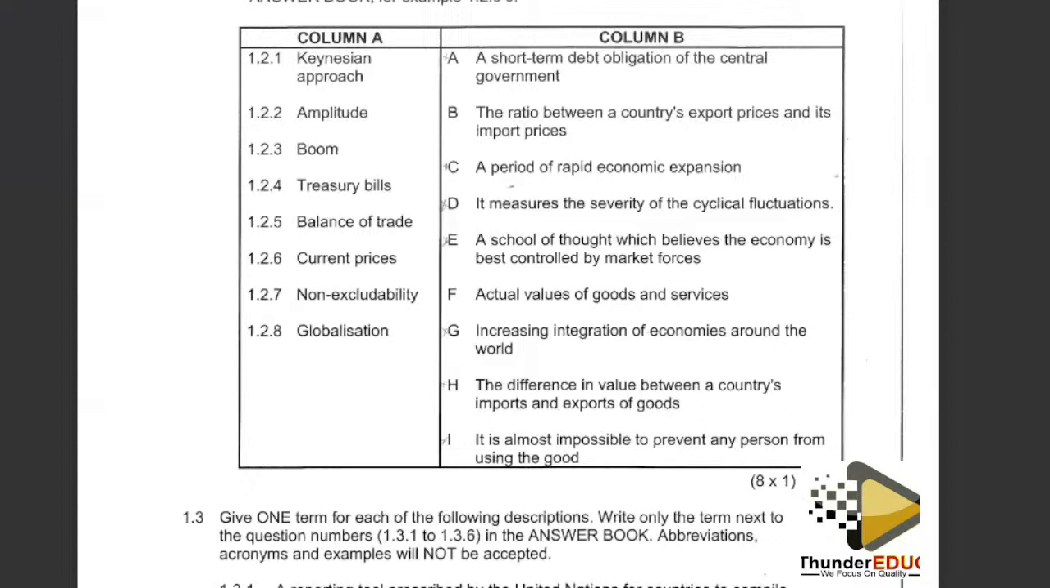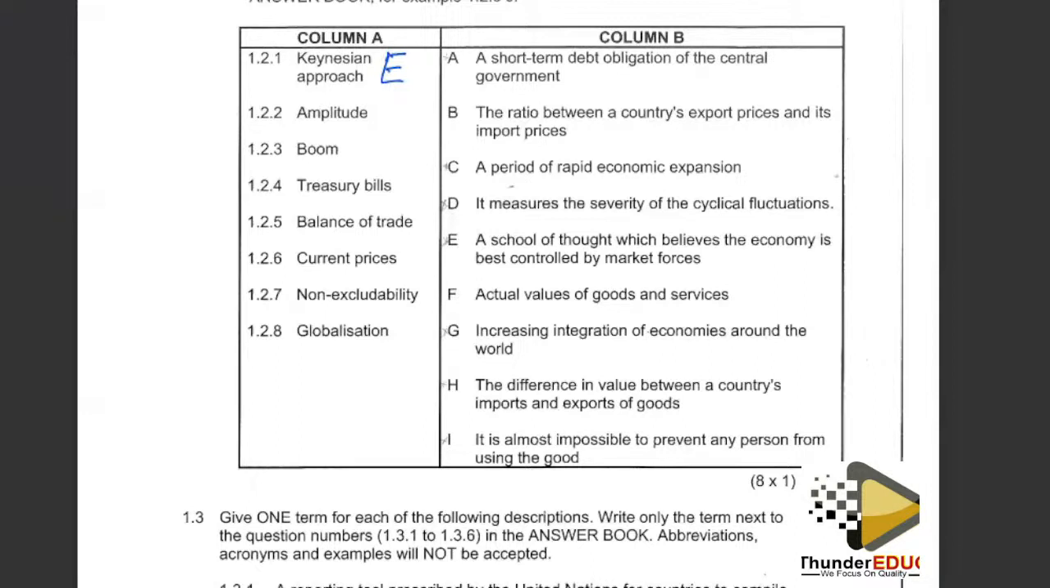So if we check the appropriate answer that is in line with Mr. Keynesian's approach, it is E, that says a school of thought which believes the economy is best controlled by market forces. Which market forces? We are referring to the level of demand and supply. What is demand and what is supply? Demand is the willingness and ability to buy goods and services. Supply refers to the ability and willingness of businesses to sell goods and services.